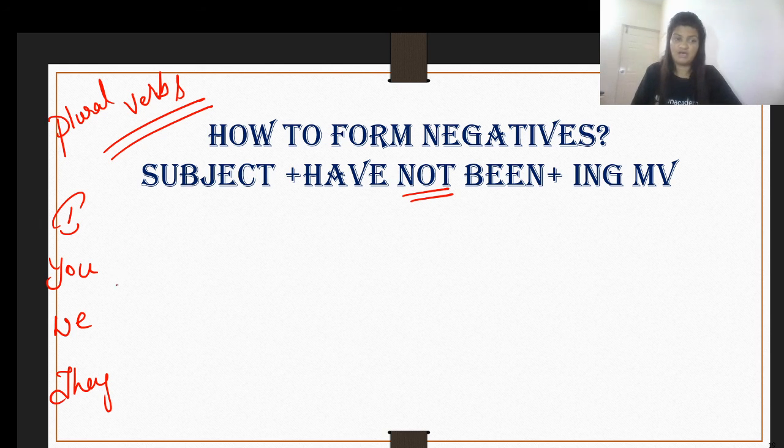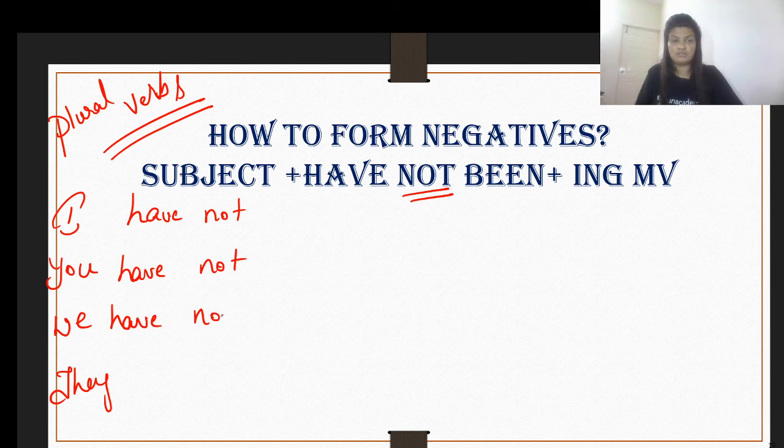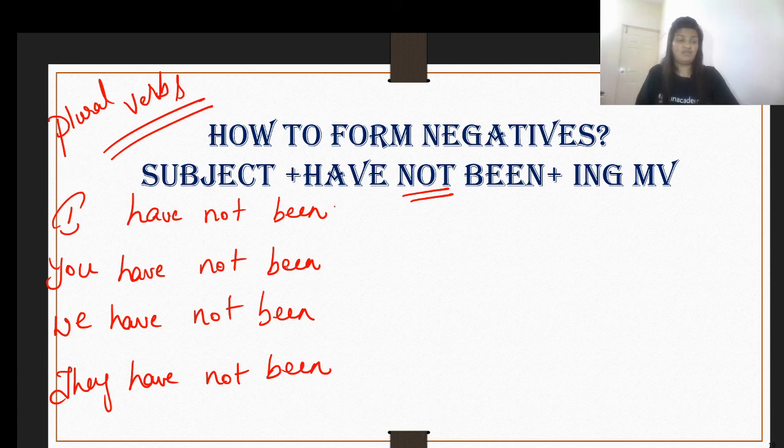So with the subjects I, you, we, and they, let us say I have not. You bring in the negative word. I have not. Similarly, you have not, we have not, they have not. And then you got to bring in the ing verb. Sorry, we forgot about the word been. That is correct. We forgot about the word been. I have not been, you have not been, we have not been, they have not been.